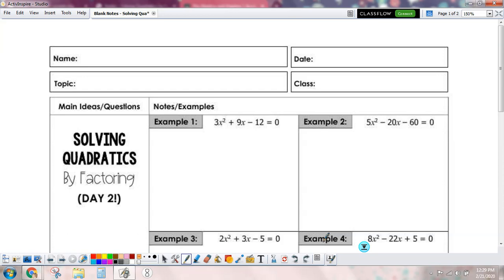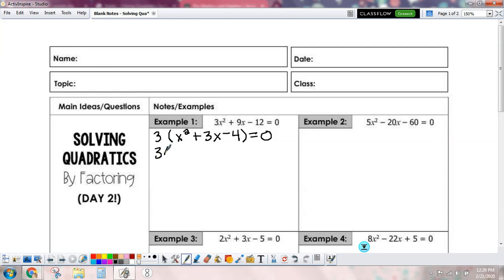I know that 3 is a common factor in 3, 9, and 12. So we're going to pull out the 3 first, and then we can start factoring. So we're going to start by pulling out 3, and then we have x squared plus 3x minus 4, and that equals 0. So now I can go ahead and factor this part. And I know that the factors are going to be 4 and negative 1 because 4 times negative 1 is negative 4. But 4 plus negative 1 is 3.